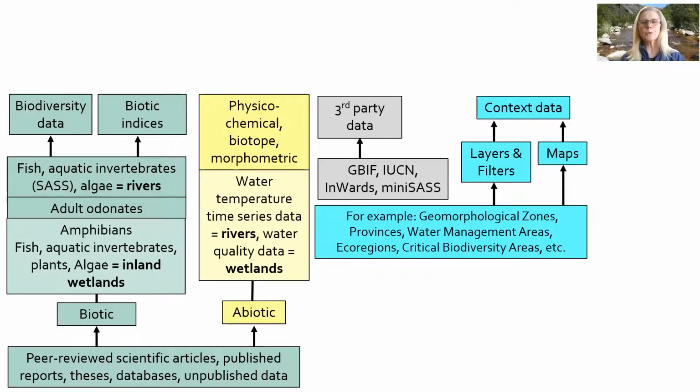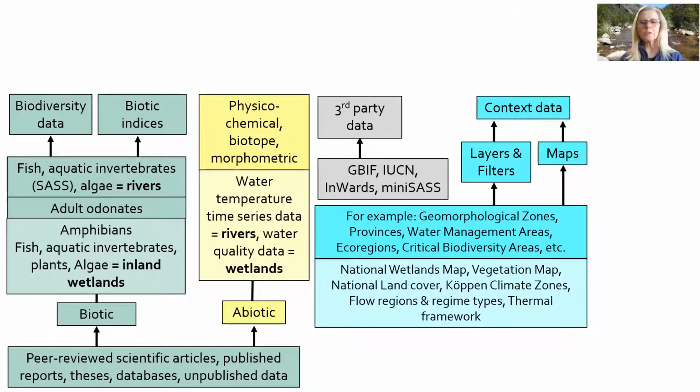It's very important to be able to visualize the biological data, and for this we have what we call context data. This includes a number of spatial layers as well as filters, which allow for the production of maps. And for example, in FBIS phase 1, which was river focused, we included geomorphological zones, provinces, water management areas, and various biodiversity type data, and a host of others.